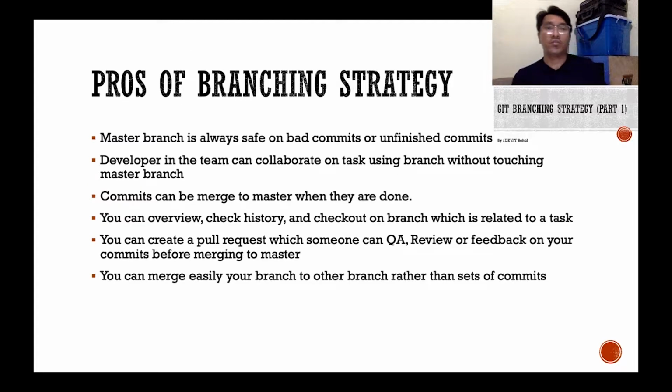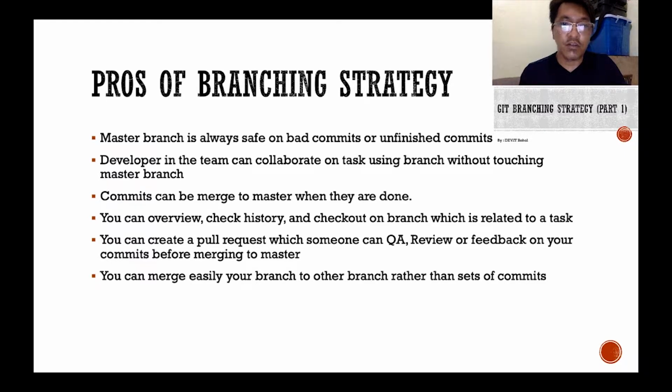So what are the pros of a branching strategy? Okay, the master branch is always safe from bad commits or unfinished commits. So this is one pro. Your master branch always has the stable version of your project. Okay.